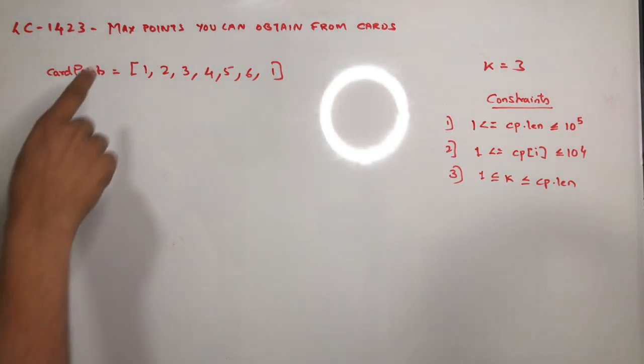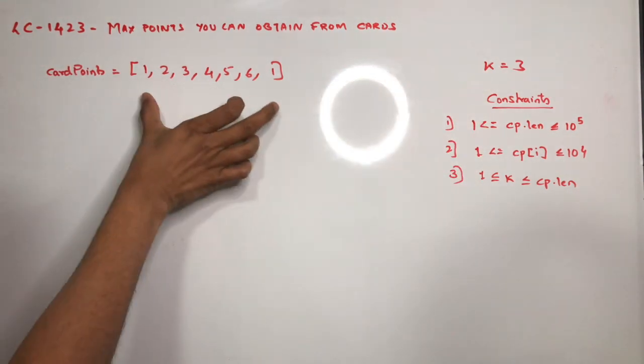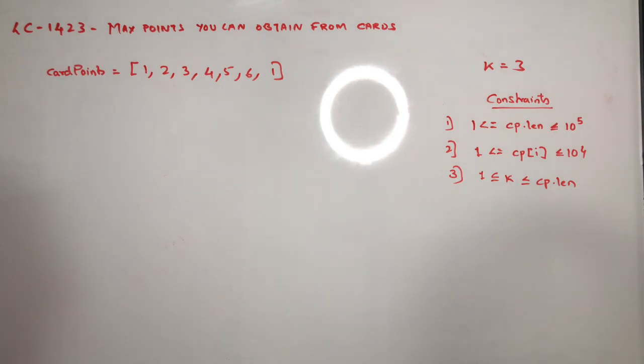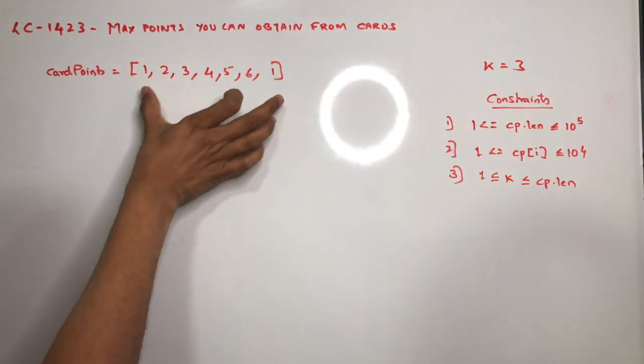So for each of the cards in this array, there is an associated point or a score with that card, and you have been asked to draw k cards from this array of cards that are given to you, such that you should get the maximum score. So you should try to maximize the score when you are picking k cards from the given list of cards.